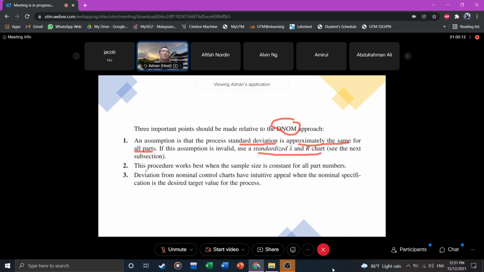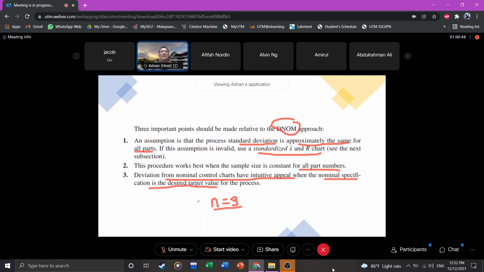This procedure works best when the sample size is constant for all the parts. The sample size that we saw just now was n equal to 3, for all parts. If the sample size varies, it can still be used, but it's not going to be the best. It may create some factors contributing to variability. Deviation from nominal charts have intuitive appeal when the nominal specification is the desired target value.